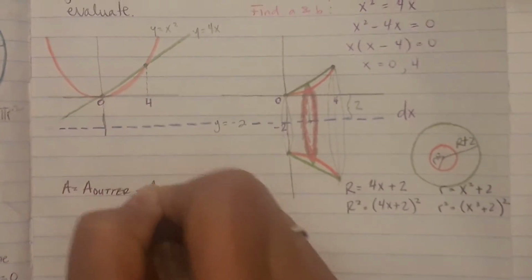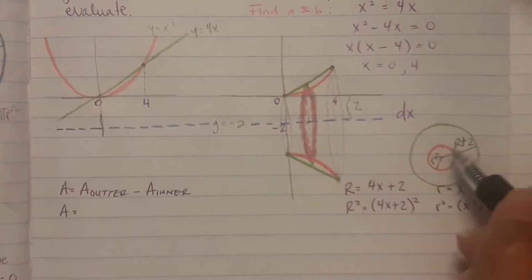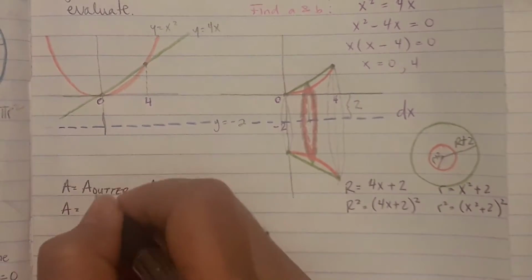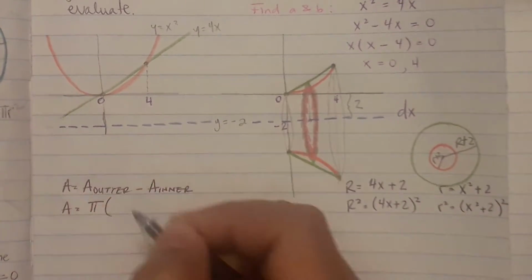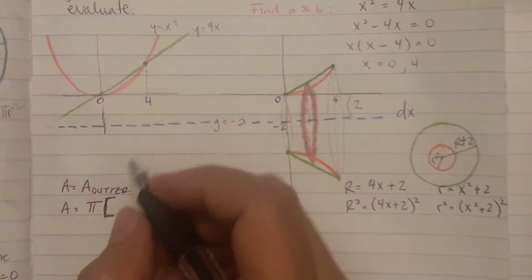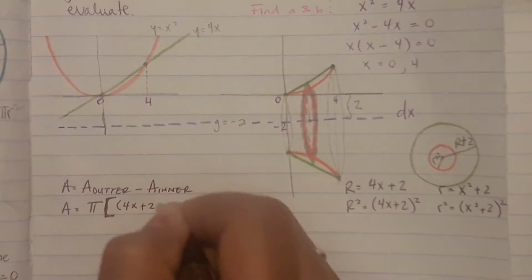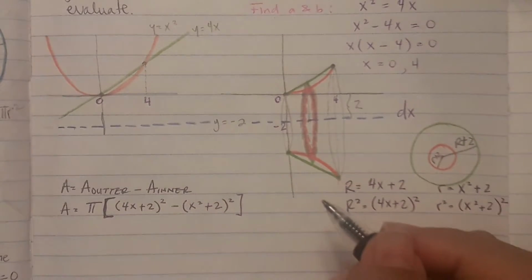So area is, remember, the area of the outer minus the area of the inner, which is, I'm going to factor out the pi, because I hope you've seen enough questions to know that there's pi in both of them. Pi r squared is the area of a circle. So factor out the pi, and that's going to leave the outer, which is (4x + 2) squared, big R, minus little r, (x squared + 2) squared.